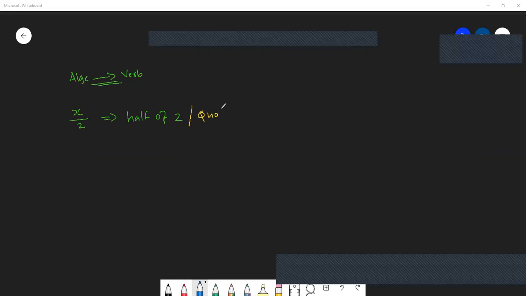Quotient of x and 2. The quotient of x and 2. That is another verbal expression. Or we can write x divided by 2. That is another verbal expression. So we will have a lot of different answers for the verbal expressions.